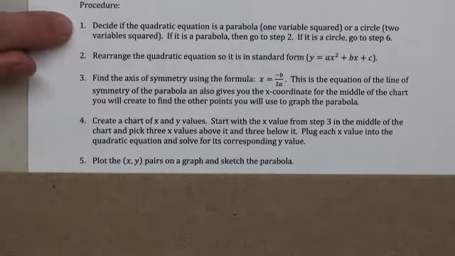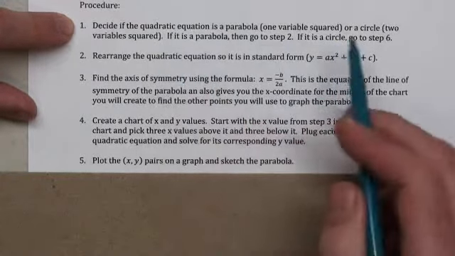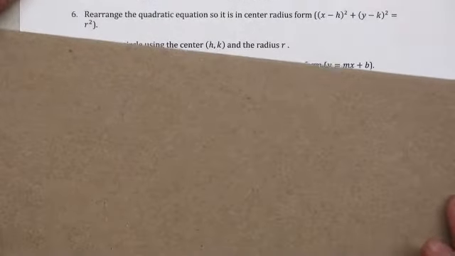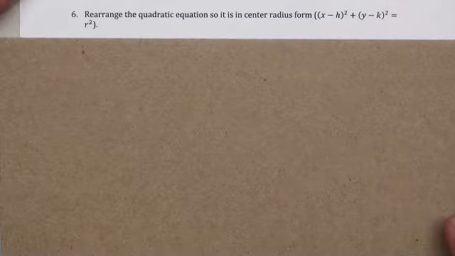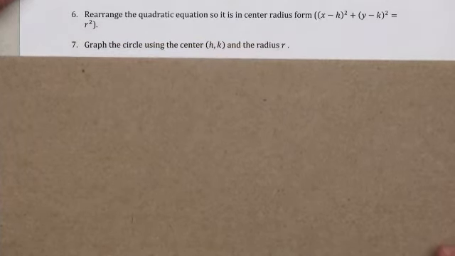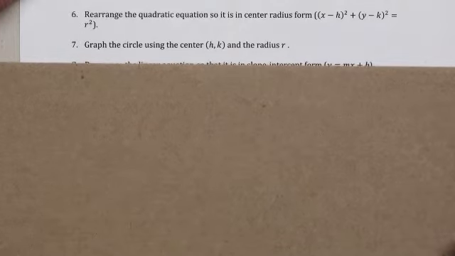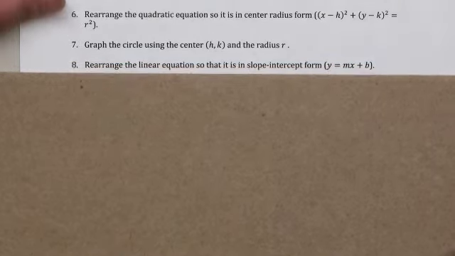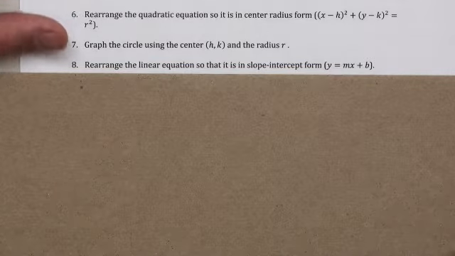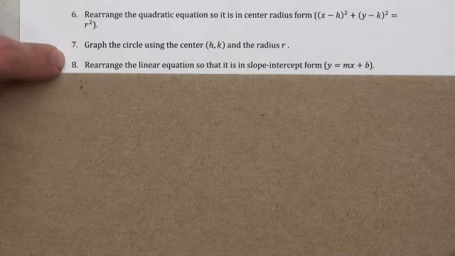Now, if we came to step 1 and figured that it was a circle because it had 2 variables squared, then we would go to step 6, which takes us through a similar process. First, we rearrange the quadratic equation so it is in center-radius form, because it's a circle. Then we graph the circle using the center, h comma k, and the radius r. By the end of step 7, you've either graphed the parabola or the circle. Then we're going to graph the linear equation, so we go to step 8.